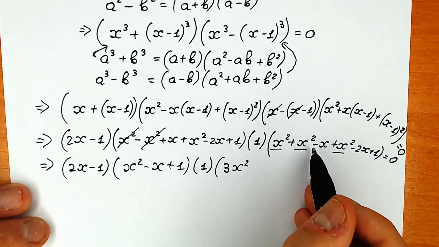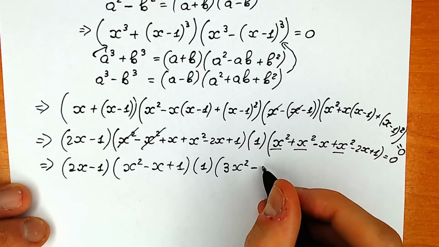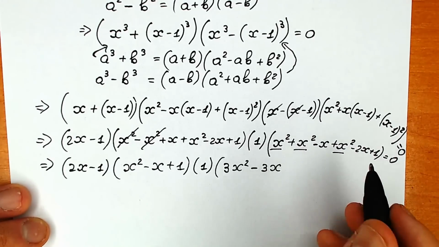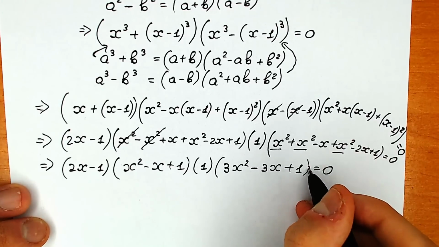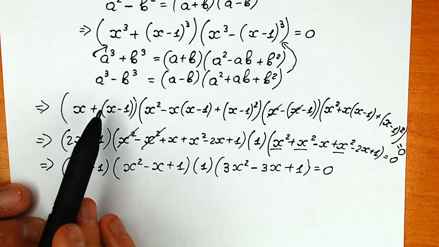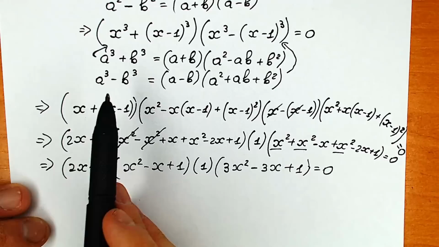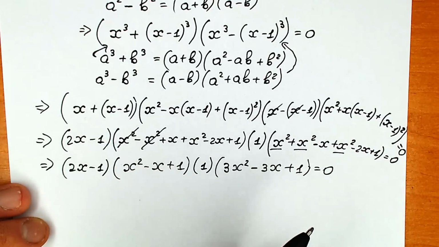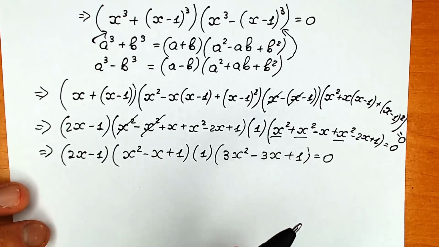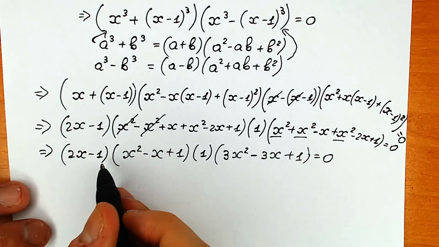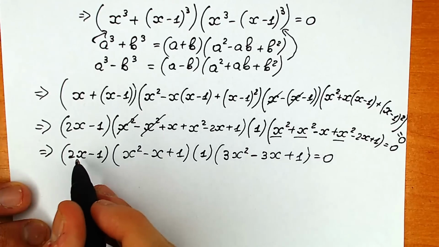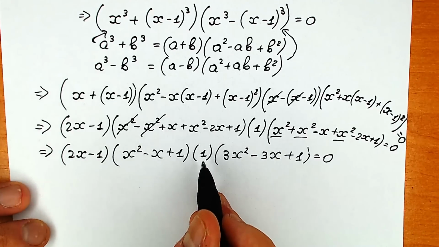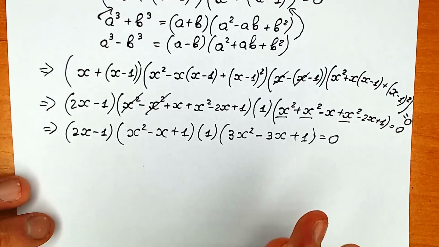What are we going to do next? We have minus x minus 2x, so minus 3x, and we have plus 1, equal to 0. So as you can see, we have a much greater expression for us. This one is really long. We simplified it, and we have a product of 4 parentheses. And right now it's really great to solve it, because a product of parentheses is equal to 0 when the first parenthesis is equal to 0, the second, or the third, or the fourth.